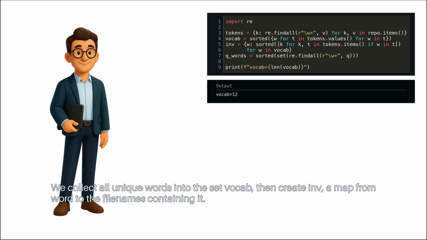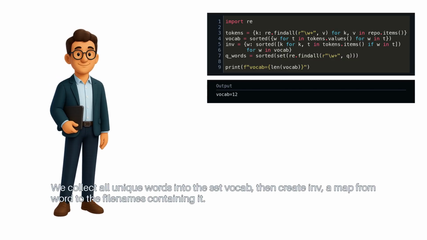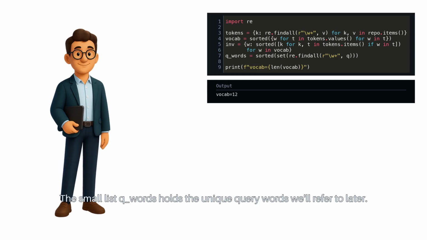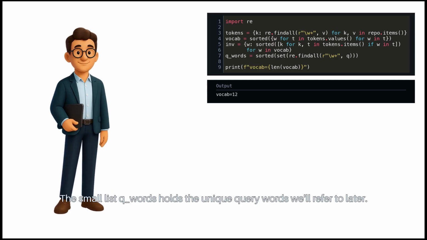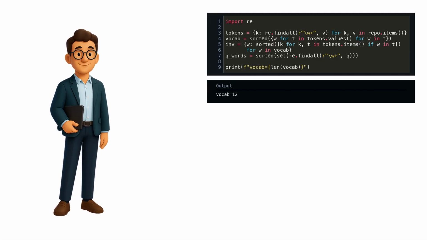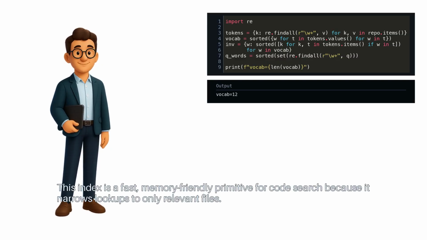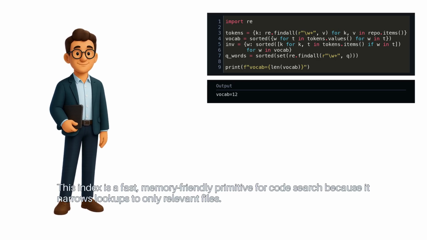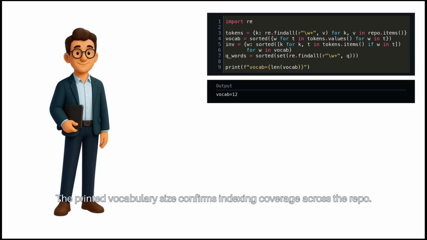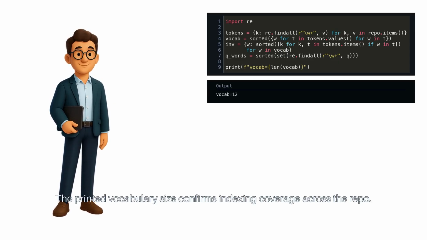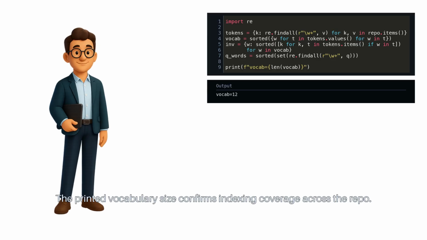We collect all unique words into the set vocab, then create inv, a map from word to the file names containing it. The small list Q words holds the unique query words we'll refer to later. This index is a fast, memory-friendly primitive for code search because it narrows lookups to only relevant files. The printed vocabulary size confirms indexing coverage across the repo.